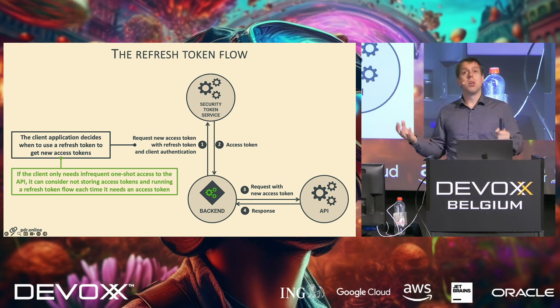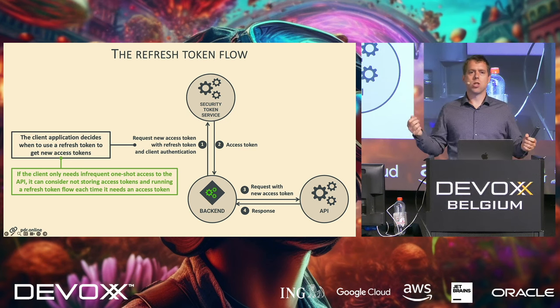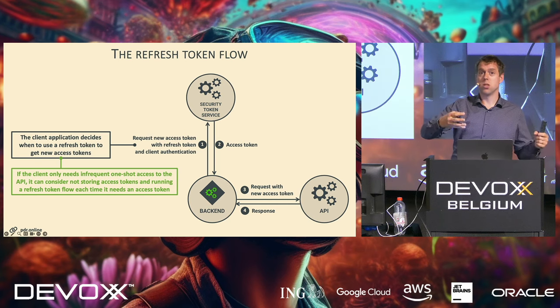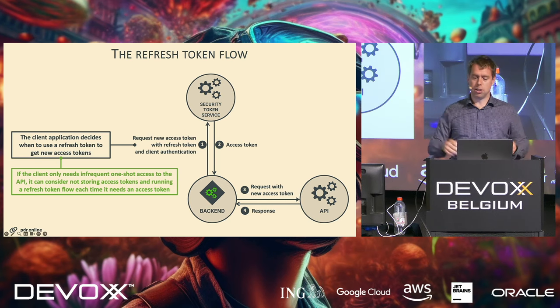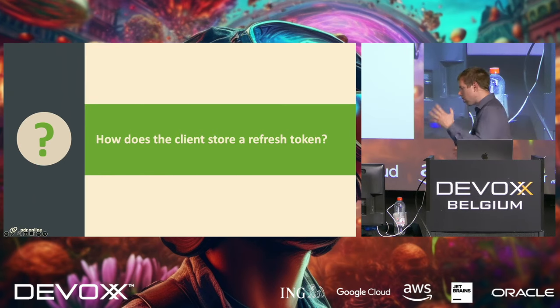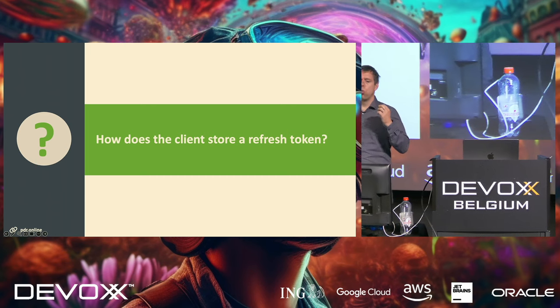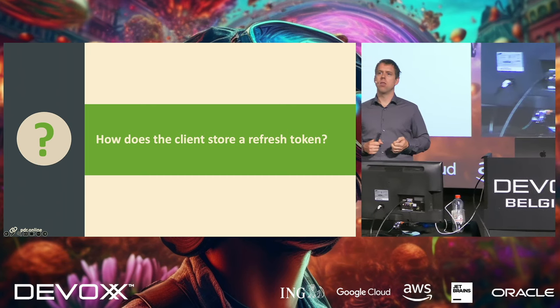But to be honest, there's not much interesting to see about using a refresh token. It's making a request, getting a response, reading the JSON, and dealing with it. So we're not going to dive into the details right there. Let's talk about some interesting tidbits. How do you store a refresh token?